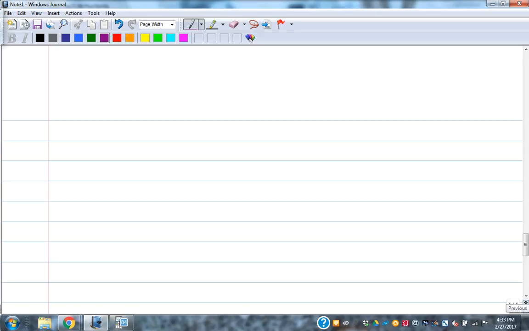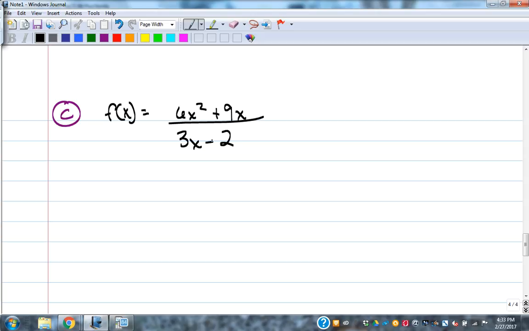Let's look at this one. Let's see. F of x is equal to 6x squared plus 9x over 3x minus 2. Seems simpler, just a little smaller problem, but still some interesting things happening with this one.